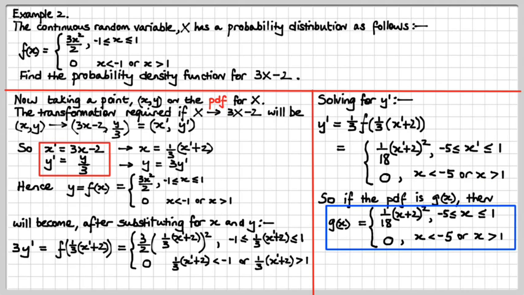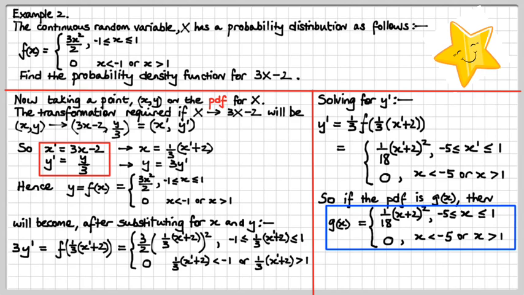My goodness. And so therefore, if the PDF was g of x, then g of x would equal that. I've dropped the dashes and made it look a bit prettier now. Okay, that's it. That's your answer. And you're a star, huzzah! You'll go far, but you will need to practice this and get really good at it. And that was a very important area that we've just covered there.